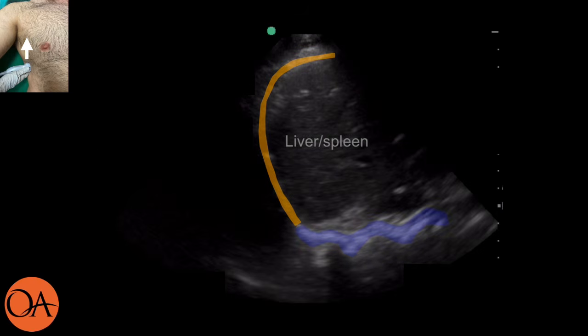Let's now break down the key features of this view. The superficial part of the image will show lateral structures in the body, whereas the deeper part of the image will show structures closer to the midline of the body.